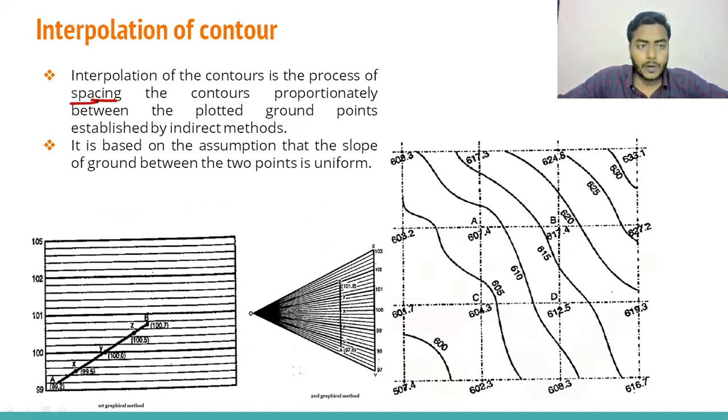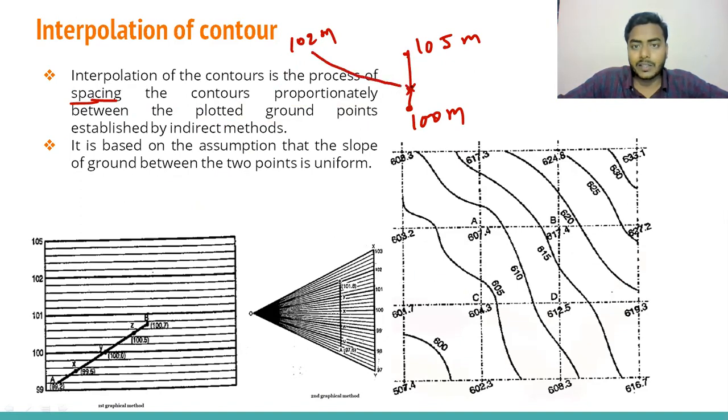Like, this ground point has an elevation of 100 meters, and this one is 105 meters, and the contour line we have to draw is at, say, 102 meters. So proportionally we decide that this will come here by interpolation. Locating this point is called interpolation.